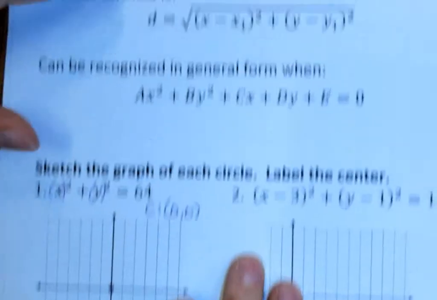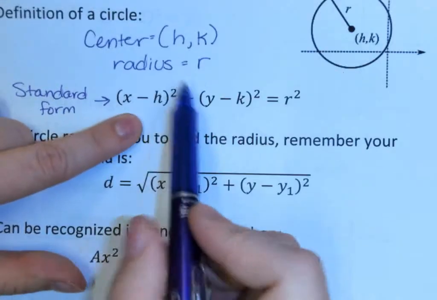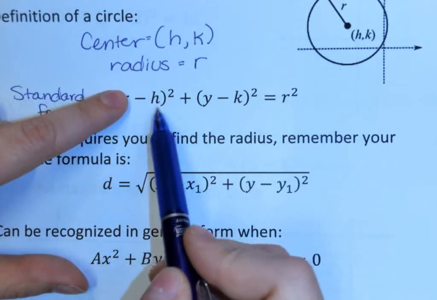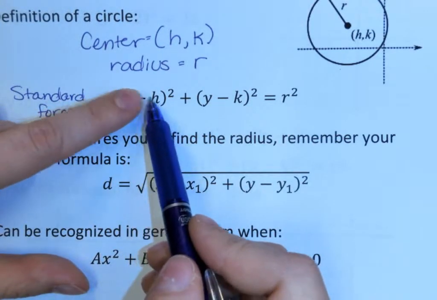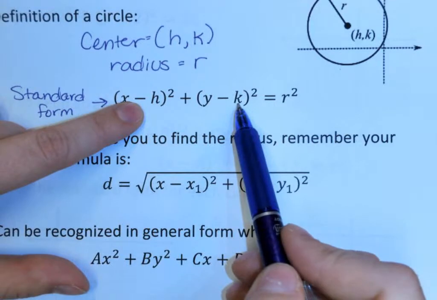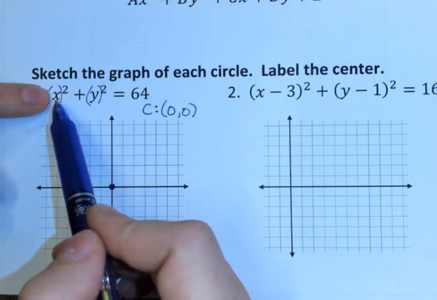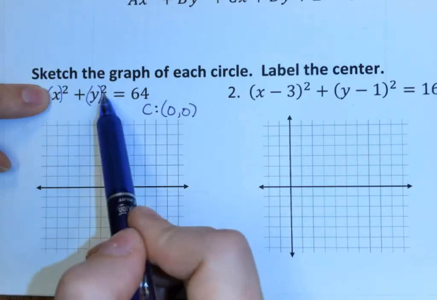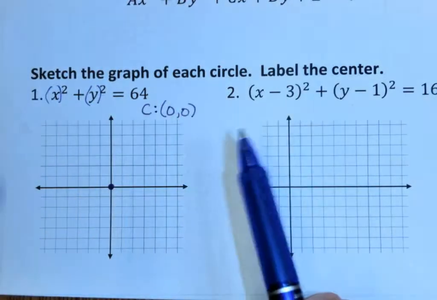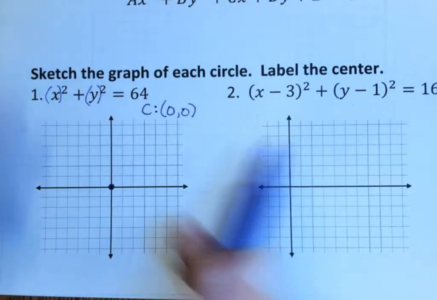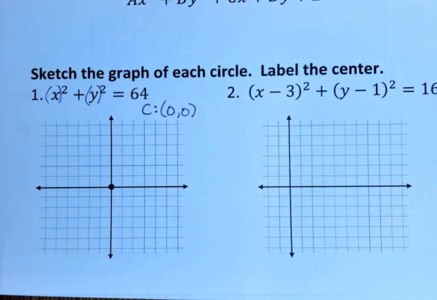Okay, so if we're looking at the formula up here, my center is found by looking at what's inside the parentheses, opposite of next to the x, opposite of next to the y. I didn't have parentheses, so that's where they would have been. There's nothing next to the x and nothing next to the y. So that's why they're both zeros. All right, that's not a circle, that's a point.